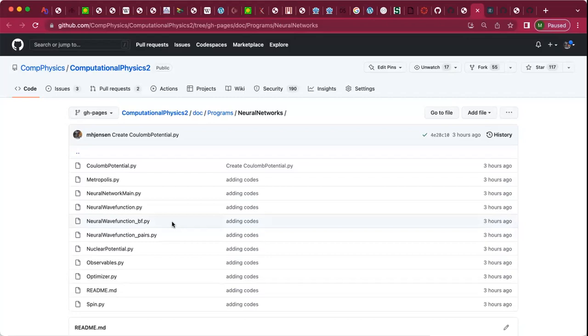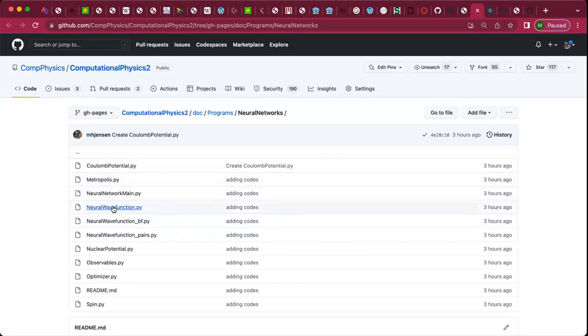And the gradients are given by expectation values. And when you calculate these expectation values, you're going to calculate them using Monte Carlo sampling or Markov chain Monte Carlo, which means that you need a Metropolis algorithm.